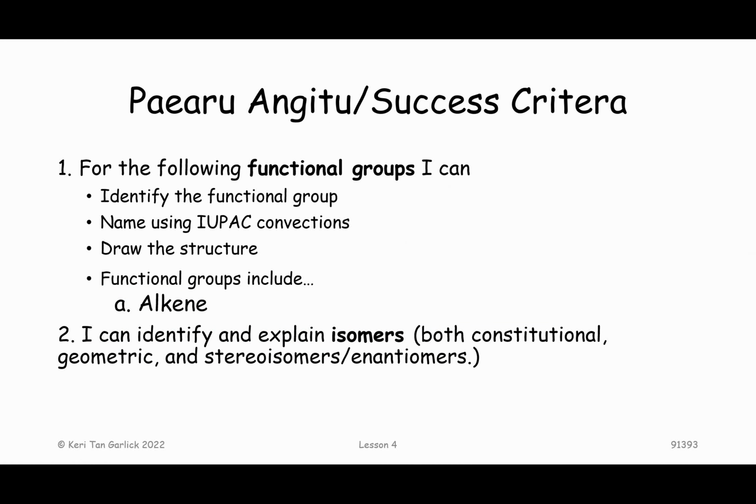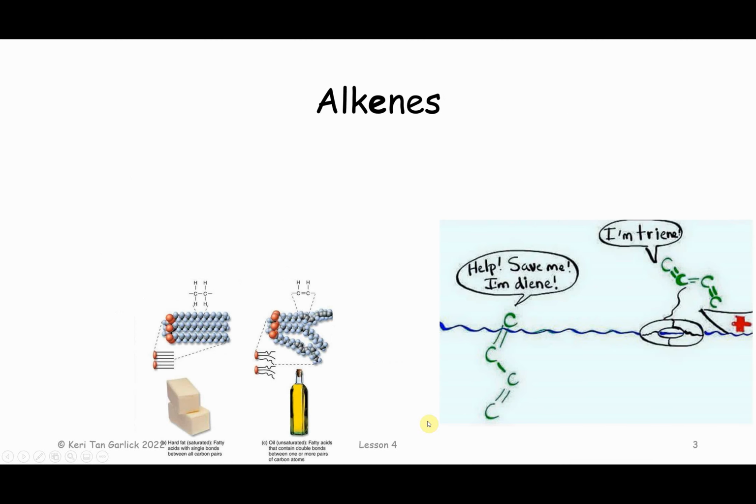So by the end of today's lesson, you should be able to name the functional group for the alkene, identify it, draw the structure, talk about its properties, etc., and you should also be able to explain those isomers. I noticed on the success criteria that I forgot to include geometric isomers, and that's something that you learned last year, so I've added it onto this one. So just keep in mind that there's constitutional, which is also known as structural, geometric, and the stereo isomers, enantiomers, optical isomers. That's all in one category. So there's basically 3 different isomers that we are learning.